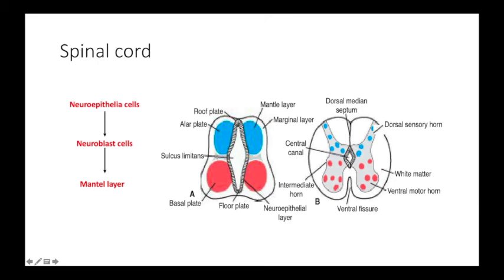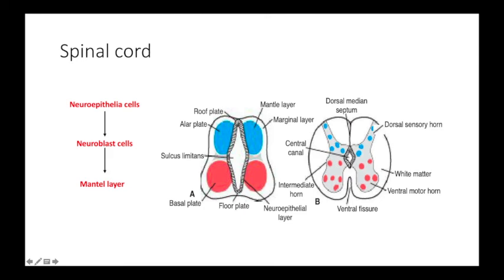The dorsal and ventral midline portions of the tube, known as the roof and floor plates, do not contain any neuroblasts. They serve primarily as a pathway for nerve fibers crossing from one side to the other.